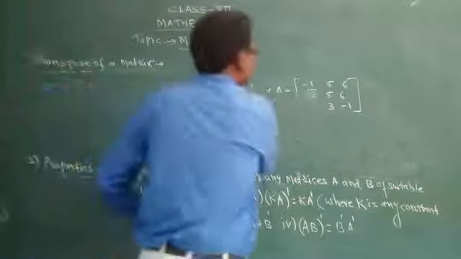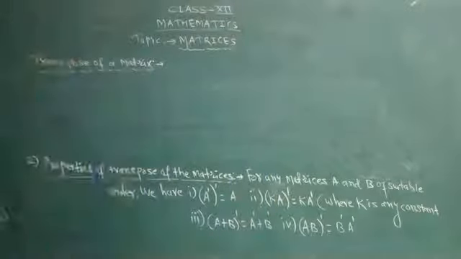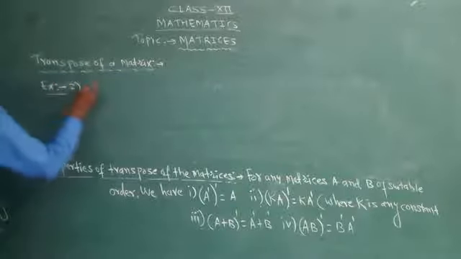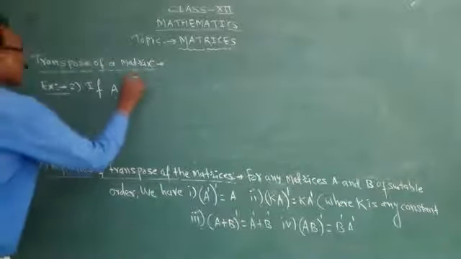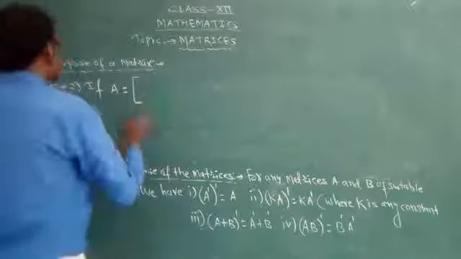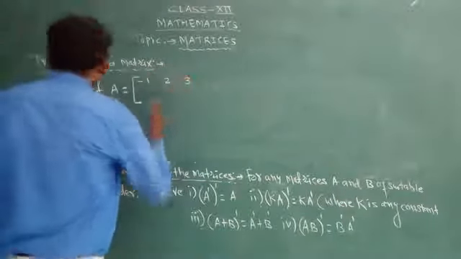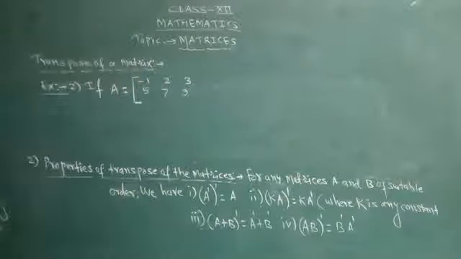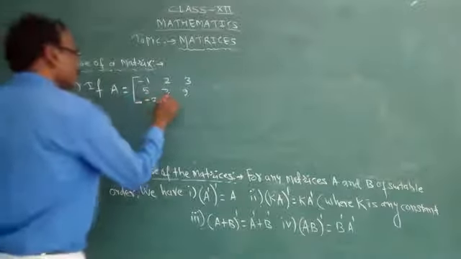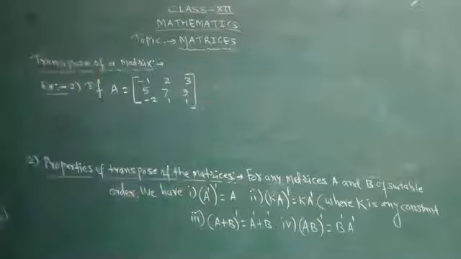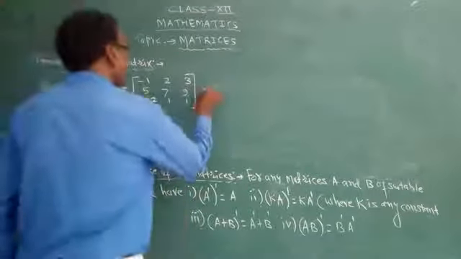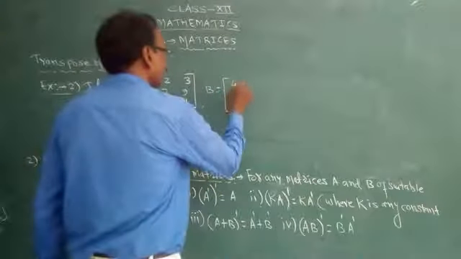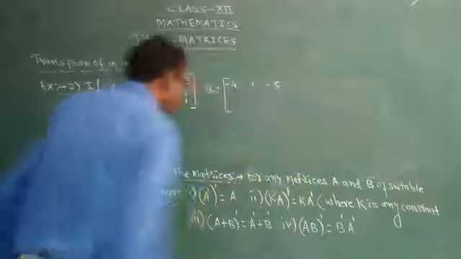Take the second example. If A is a matrix with rows minus 1, 2, 3; 5, 7, 9; and minus 2, 1, 1. This is your matrix A, and you take another matrix B equal to minus 4, 1, minus 4.